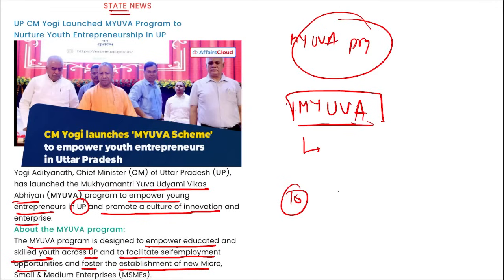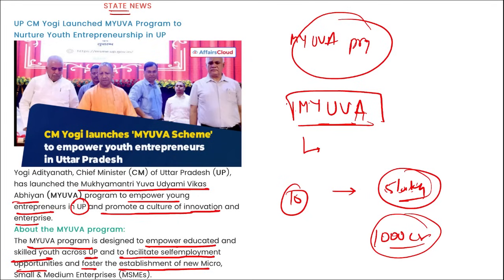Right? In this program, interest-free loans of up to 5 lakh rupees will be provided in the industry and service sector. To support this program, the UP government will be providing 1000 crore rupees in the budget for financial year 25. The funding will be provided by rural banks, SIDBI, and financial institutions that will be notified by RBI. So this is MYUVA, Mukhyamantri Yuva Udyami Vikas Abhiyan, launched by Uttar Pradesh. If asked for the name of the person, it is Yogi Adityanath, the Chief Minister of UP.